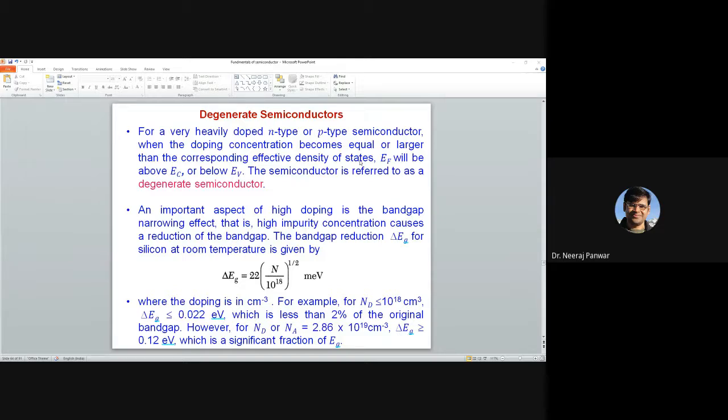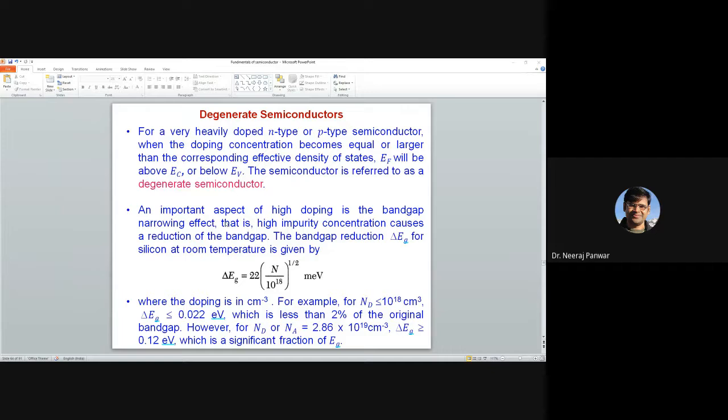And we have seen that when we increase the doping level, the Fermi level for an n-type semiconductor moves towards the conduction band, and for acceptor doping, it moves towards the valence band. Therefore, semiconductors in which the doping level is equal to the effective density of states are known as degenerate semiconductors.